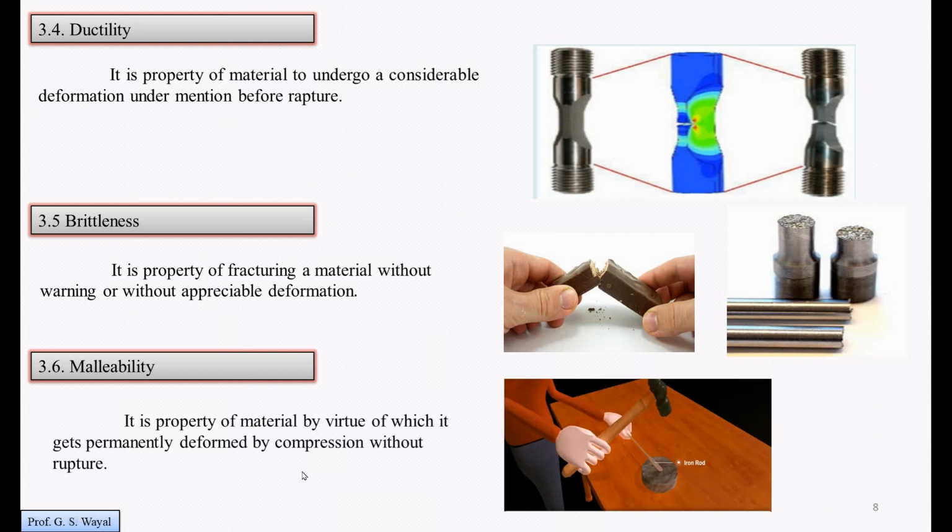Malleability is the property of a material by virtue of which it gets permanently deformed by compression without rupture. Malleability means if you apply some forces on the body, the body will permanently deform by compression without rupture.